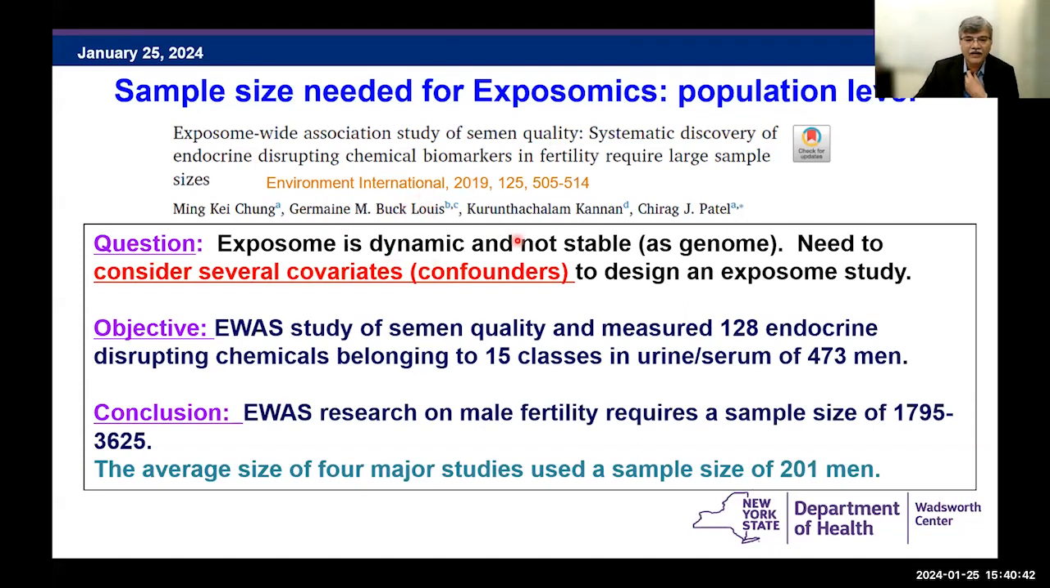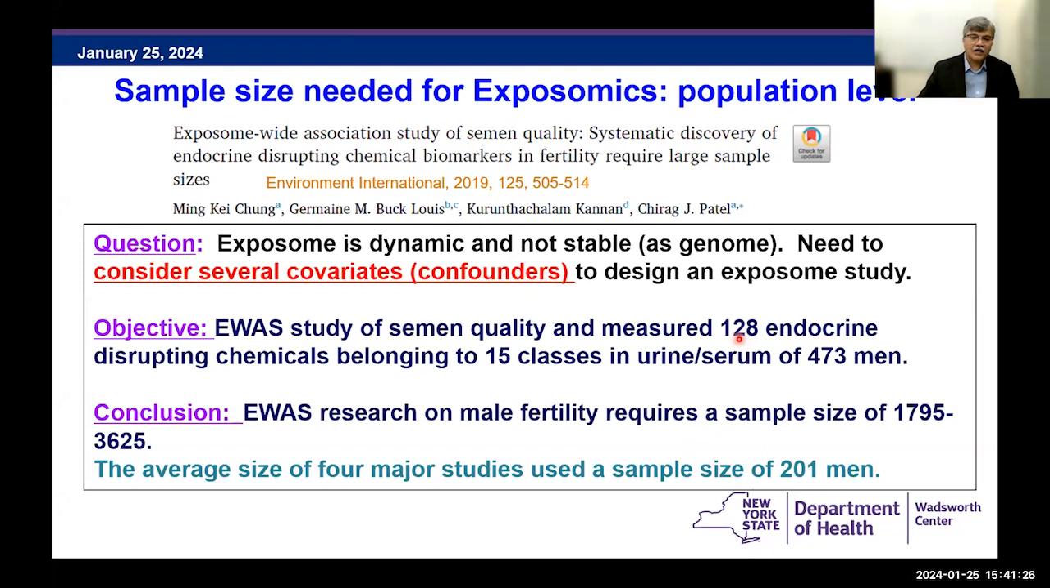So in this particular study, we wanted to know, because the exposome is dynamic, every day the exposure varies, and there are lots of confounders, right? Covariates in your study design. So if you are going to study semen quality from exposure to environmental chemicals, how many samples are needed? For that study, we analyzed 128 endocrine disrupting chemicals in urine samples from the men who provided semen for that study. And then we also assessed semen quality parameters. So environmental chemicals and semen quality, right? This is what we tried to do.